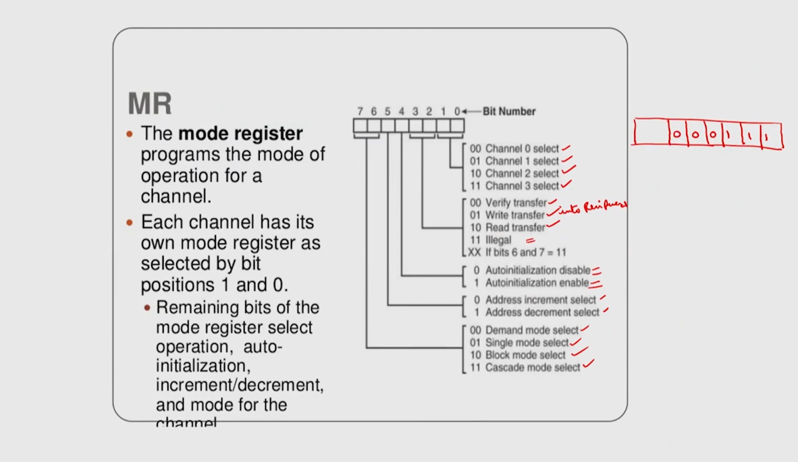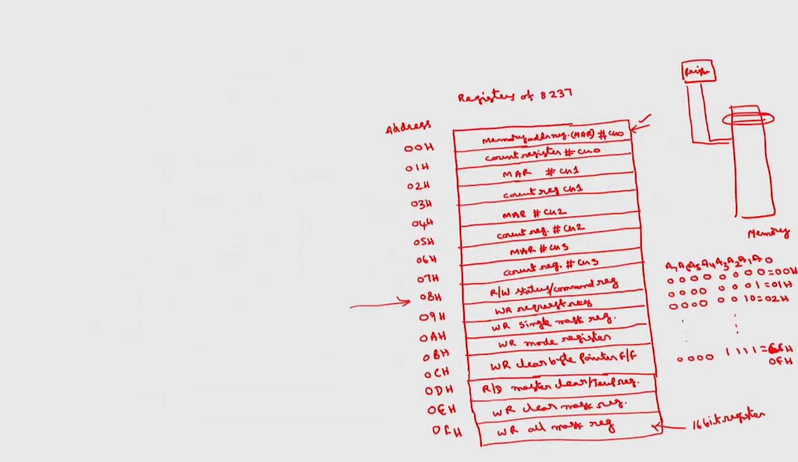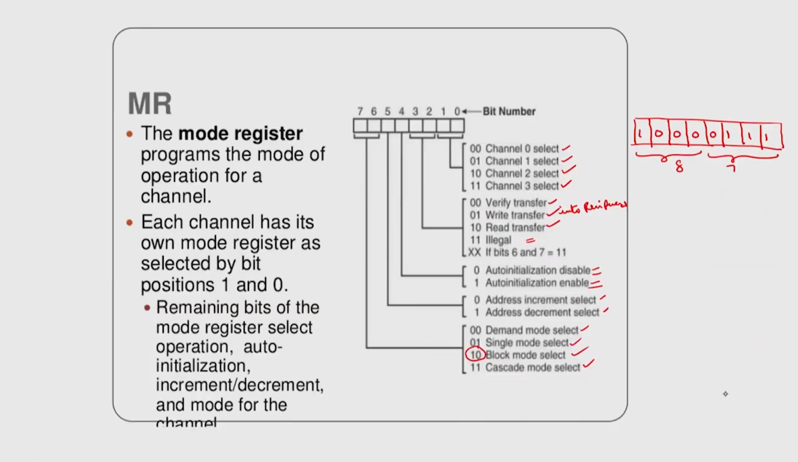Then I want to transfer a block of data. So, 10, because I want to transfer 1 kilobyte. So, this will be the block of data. So, this is 10. So, the corresponding this one is 8, this one is 7. 87H we have to load onto the mode register whose address is here, 0BH, this is the mode register.